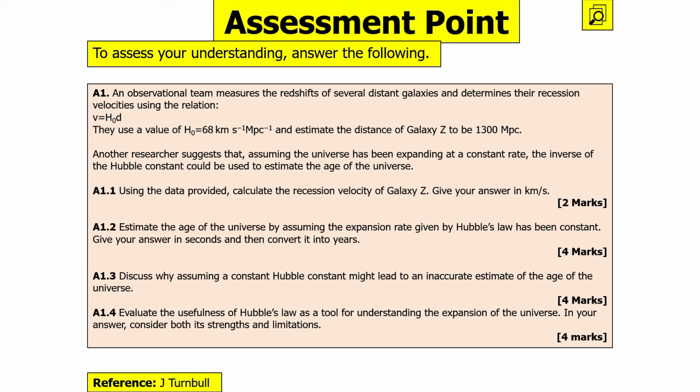Using the data provided, calculate the recession velocity of galaxy Z. Give your answer in kilometers per second. Estimate the age of the universe by assuming the expansion rate given by Hubble's law has been constant. Give your answer in seconds and then convert it into years. Discuss why assuming a constant Hubble constant may lead to an inaccurate estimate of the age of the universe. Evaluate the usefulness of Hubble's law as a tool for understanding the expansion of the universe. In your answer, consider its strengths and its limitations.